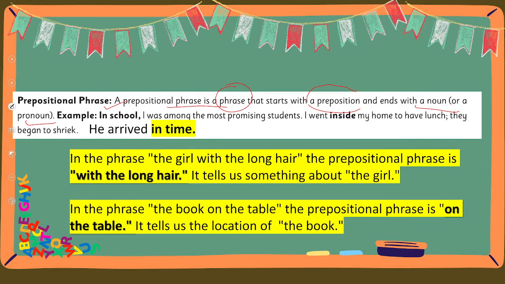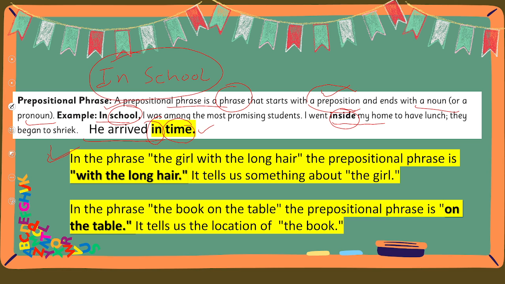For example, here, in school, in is our preposition and school is our noun. As we know that a prepositional phrase starts with a preposition and can end with a noun or a pronoun. So in school, these two words make a prepositional phrase. Here, inside is also our preposition. Inside my home is our prepositional phrase. If you talk about this sentence, he arrived in time. In is a preposition and time is our noun.